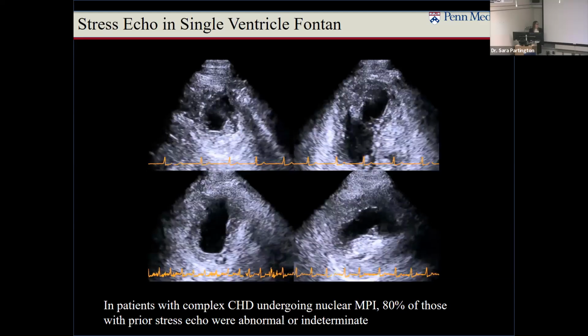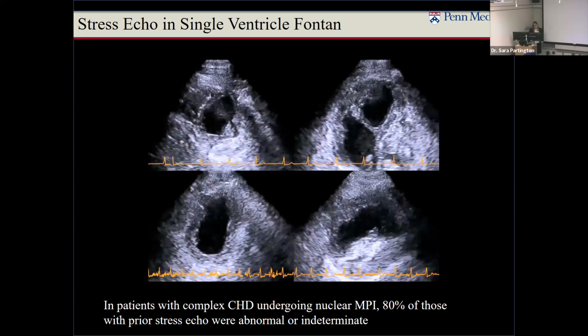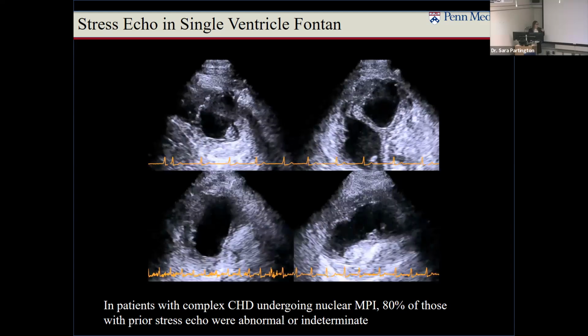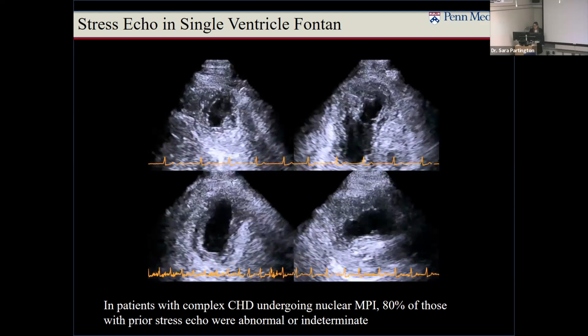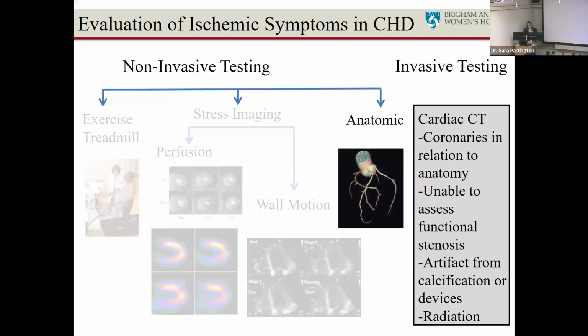But for patients that have less complex congenital heart disease, so two ventricles with the left ventricle being a systemic ventricle, I think stress echo can be a really nice modality. And then of course we have anatomic ways we can assess the coronary arteries less invasively.